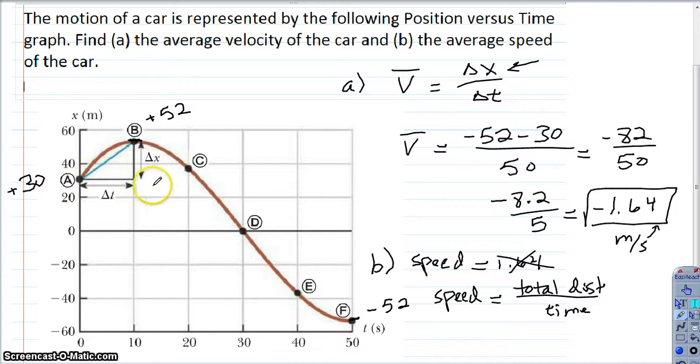Well, positively, we went about positive 22, right? And then we go from positive 52-ish to negative 52, which would be another distance of about 104 meters. So I've gone positive 22 meters from here to here, and then from B to F, I went 104 meters. Again, I don't really care about the fact that it's negative because we're just talking distance, not displacement. So my total distance would be 126 divided by 50. Again, 50 for the entire time.